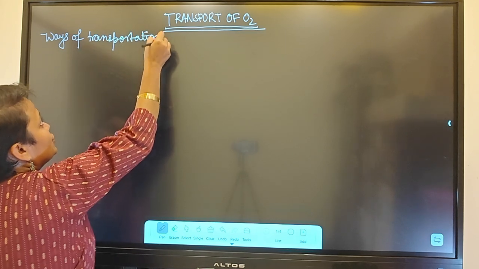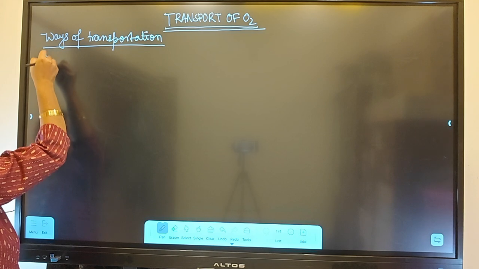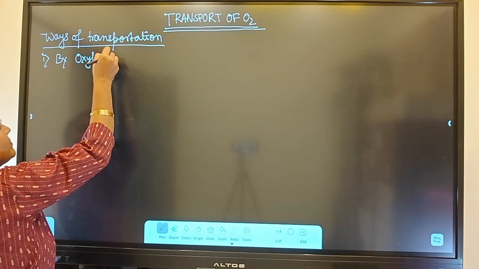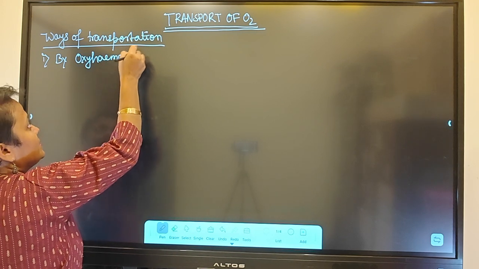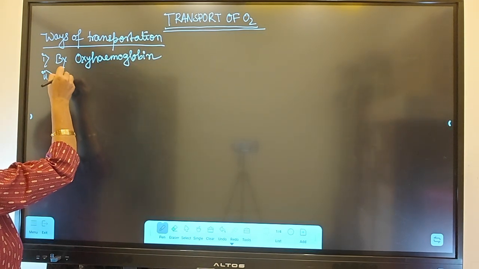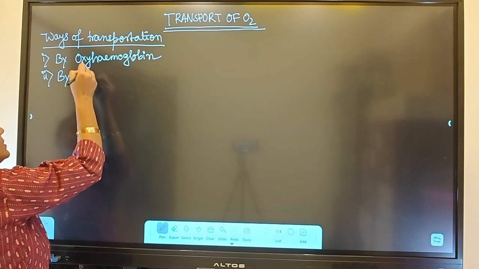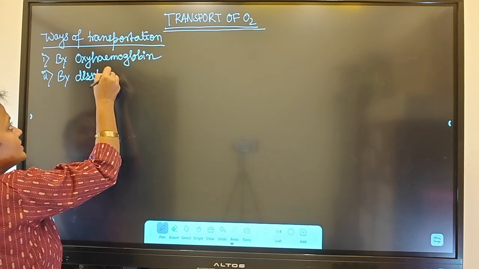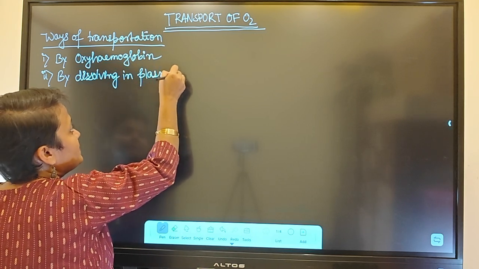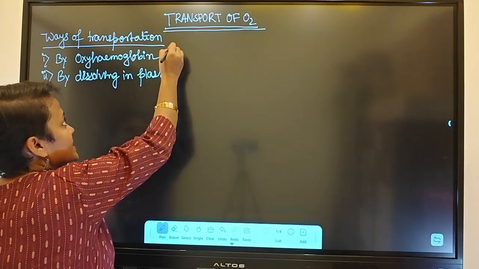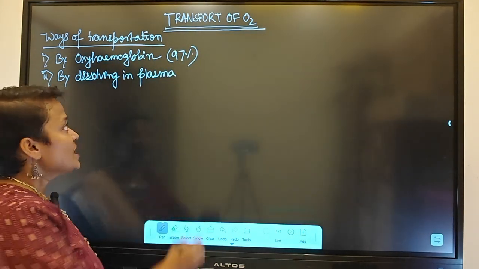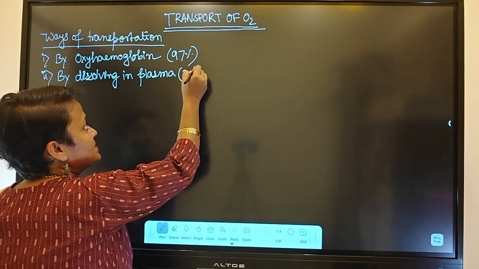It will be by two ways. First is by oxyhemoglobin. And second, by dissolving in plasma. What is the amount? Maximum amount means 97% will be transported by oxyhemoglobin and by plasma only 3%.